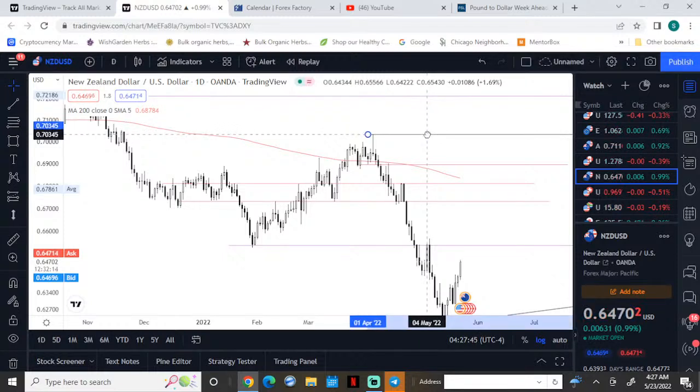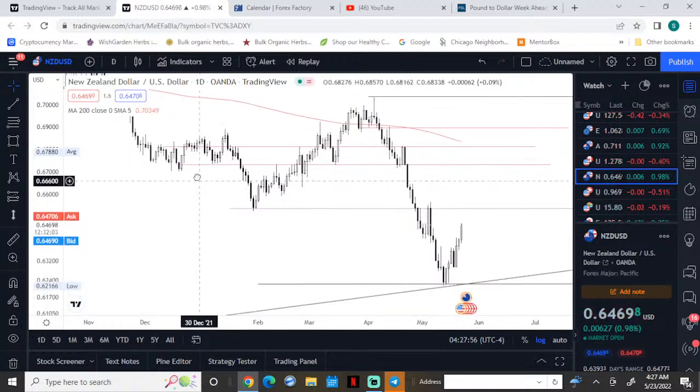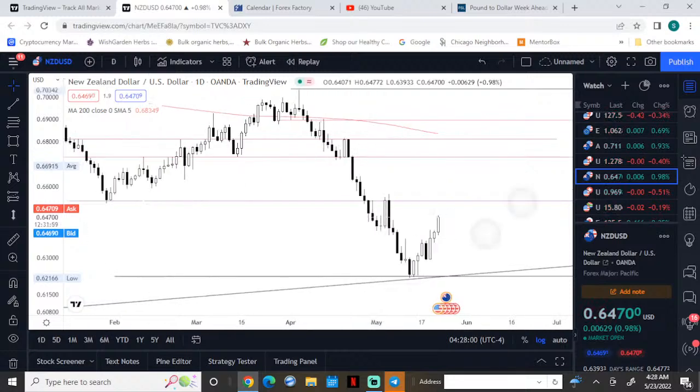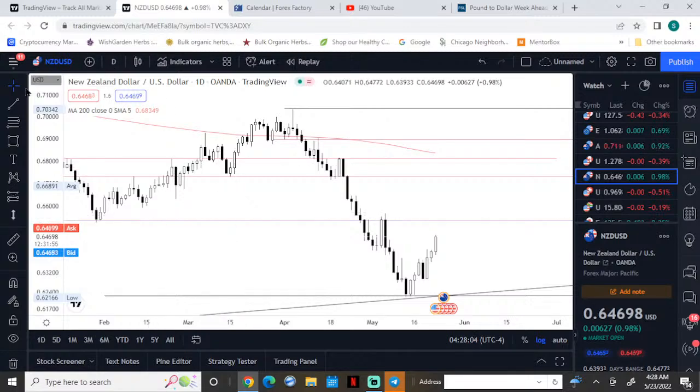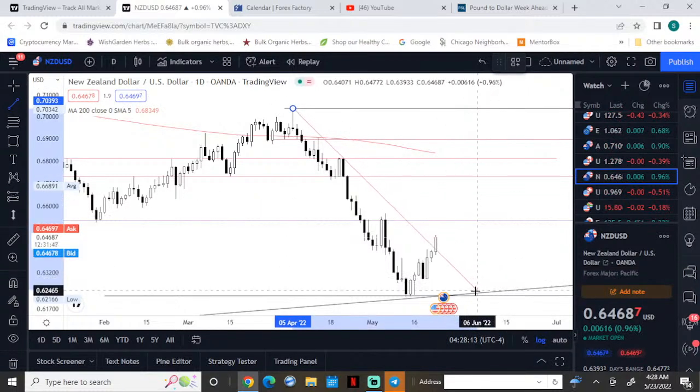I'm gonna bring this monthly line down. It's more accurate to the top right there. There we go. Is this a trend line? It looks like it. Here. 1, 2.